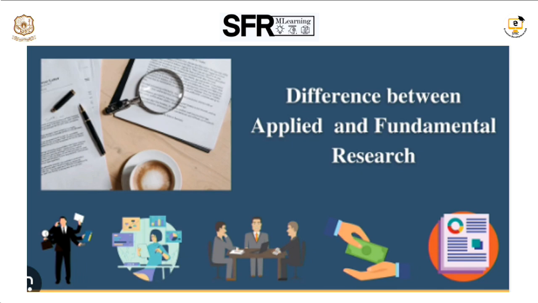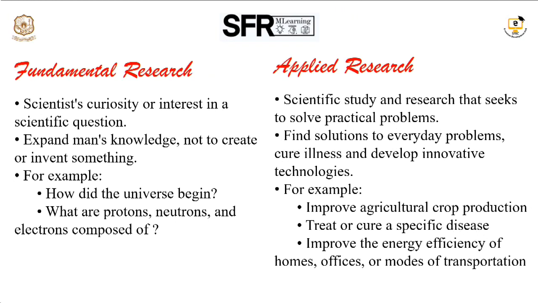Next, we see about the second type of research, applied and fundamental research. This is the key points of applied and fundamental research. Applied research is scientific study and research that seeks to solve practical problems. Applied research is used to find solutions to everyday problems and develop innovative technologies rather than acquire knowledge for knowledge's sake. For example, applied researchers may investigate ways to improve agricultural crop production, treat or cure a specific disease, or improve the energy efficiency of homes and offices.